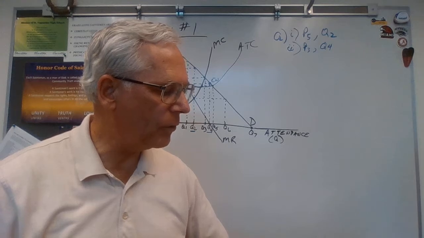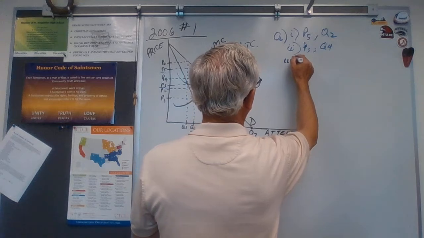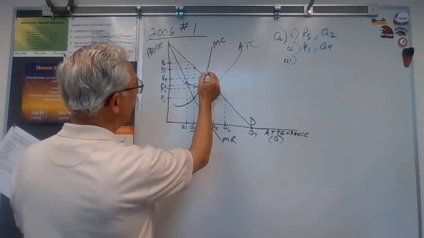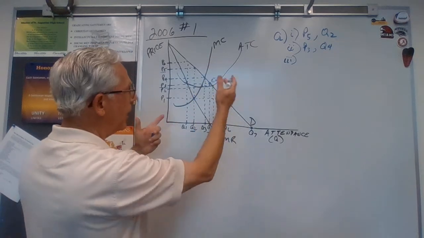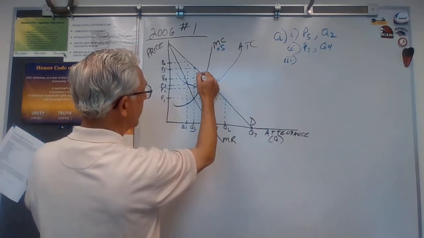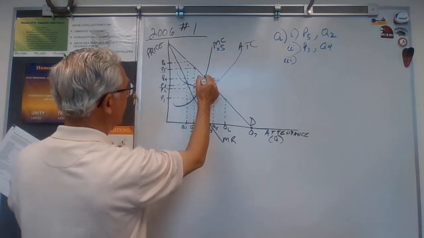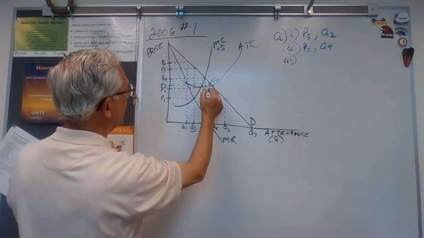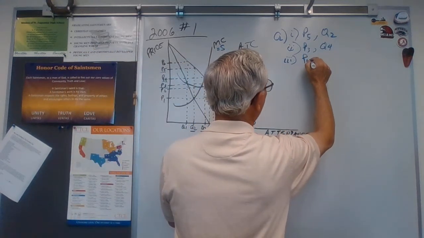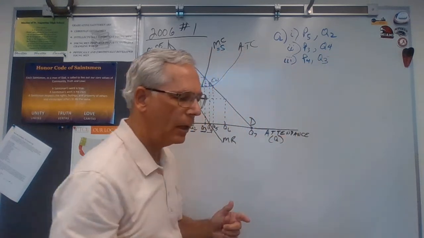Part 3, the museum wants to maximize the sum of consumer and producer surplus. Part 3, where do they maximize producer plus consumer surplus? Where the supply curve, the marginal cost, is the supply curve, crosses the demand curve, where supply equals demand. Producer surplus would be the bottom triangle, consumer surplus would be the top triangle. So that's Q3, P4. P4, Q3. Okay? All right.